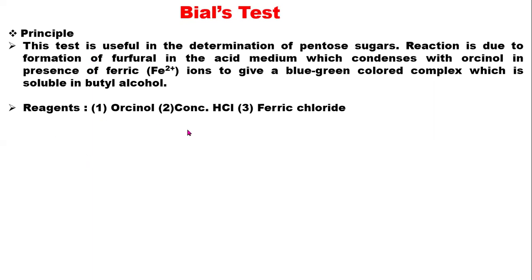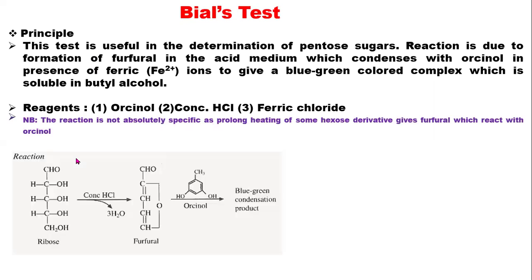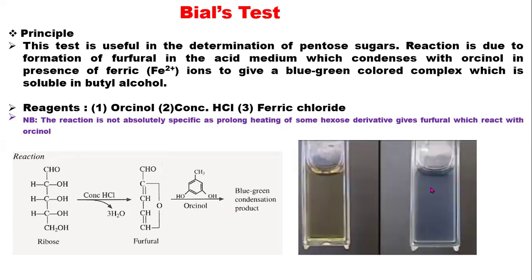Now our reagent is orcinol, with concentrated HCl and ferric chloride. Now this is our reaction. We have ribose, which is a 5-carbon sugar, a pentose, with the dehydrating agent HCl, and you have your furfural, which now condenses with orcinol to give you a blue-green condensation product or complex. And this is what you will observe: a blue-green complex at the end of the day if pentose is present.